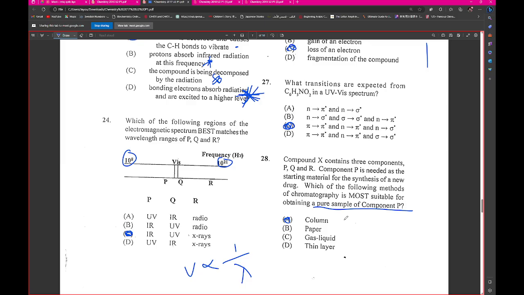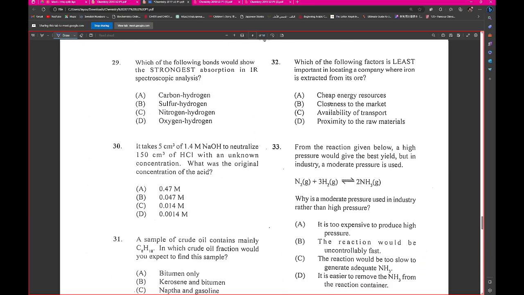Yeah, so it is purer than thin layer on paper, which won't really give you anything, right? But column would be purer than that itself, because gas liquid gives you some amount of the components for forensic testing, as you said, and other types of analytic purposes. But column would be the best bet for your pure sample. It won't be the best, but best bet. Out of the chromatographies there, then it would be the best.